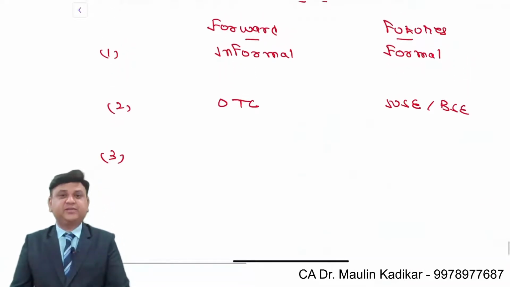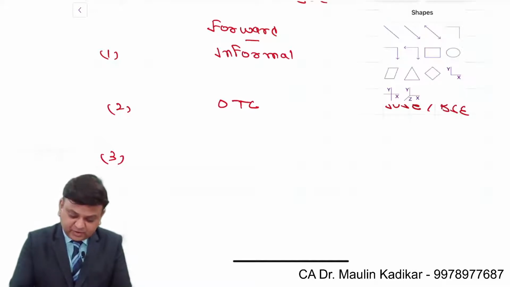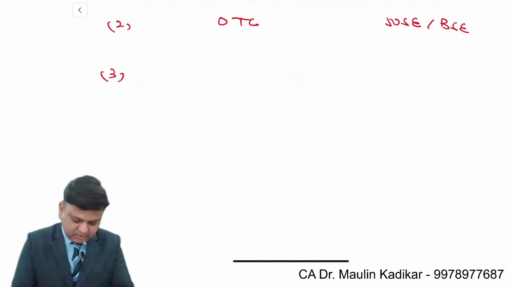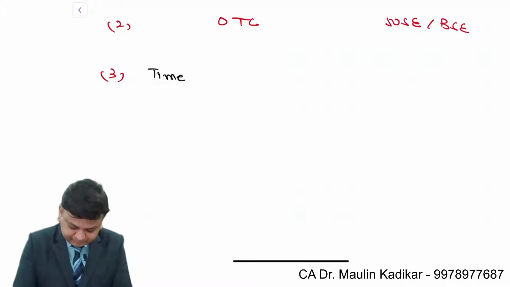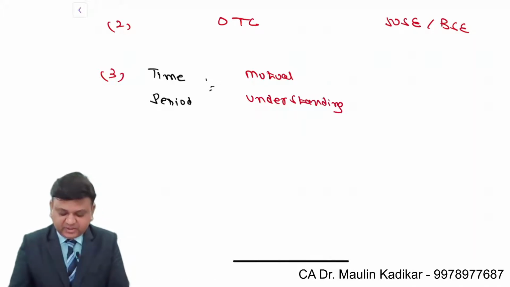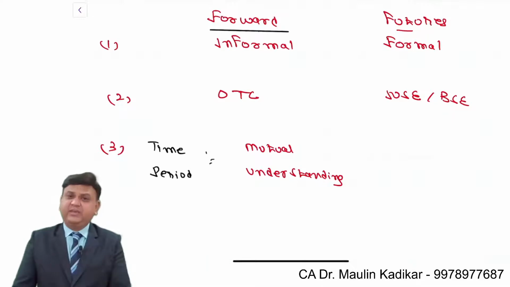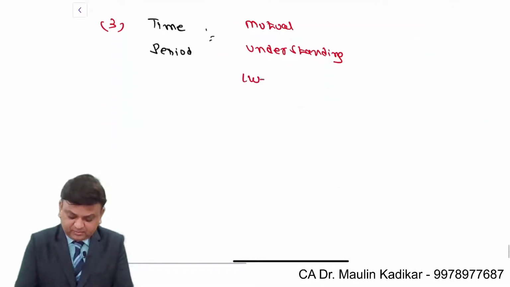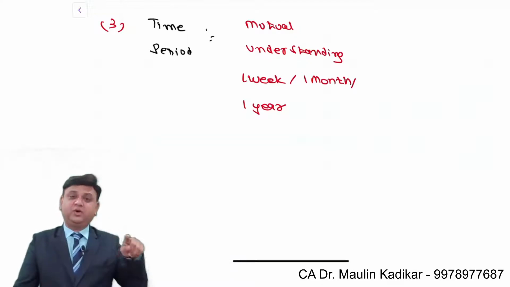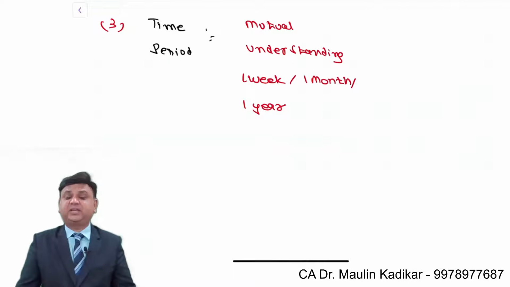Between both of them, there is a difference, something like this. In case of the forward contract, we understand that regarding the time period, whatever the mutual understanding that both of us are having, for that the transaction can be entered upon. We may enter into the transaction for 1 week, 1 month, 1 year, anything. Whatever two of us decide, based on that the transaction can be entered upon.